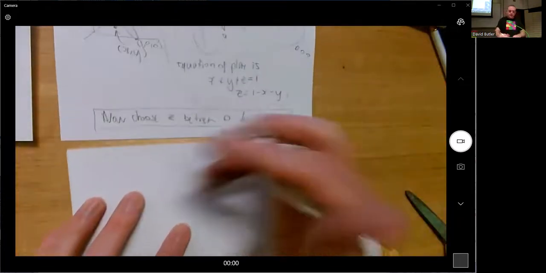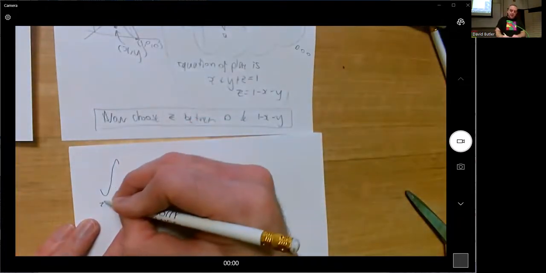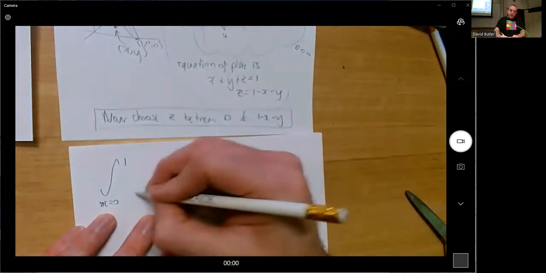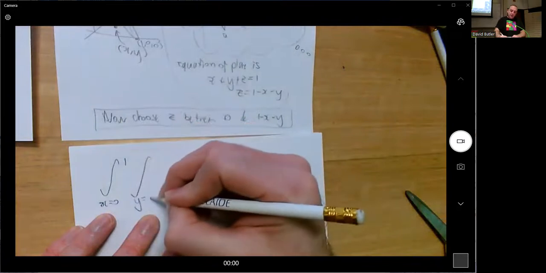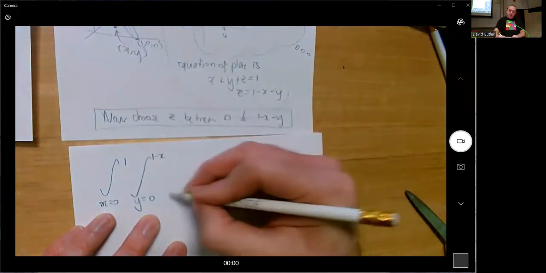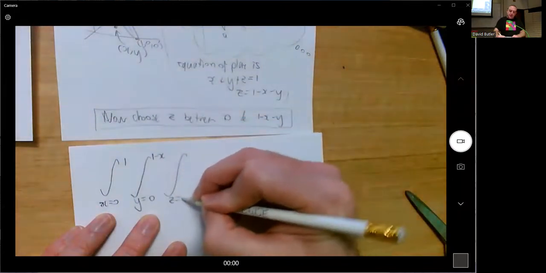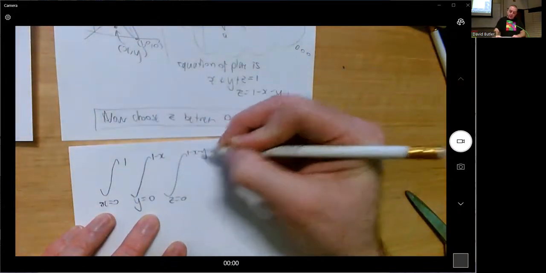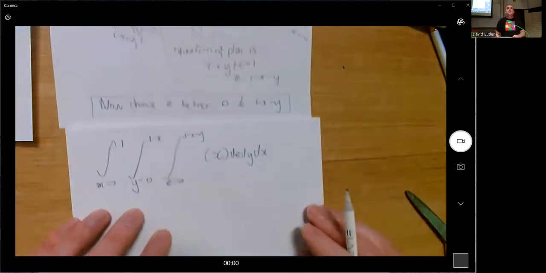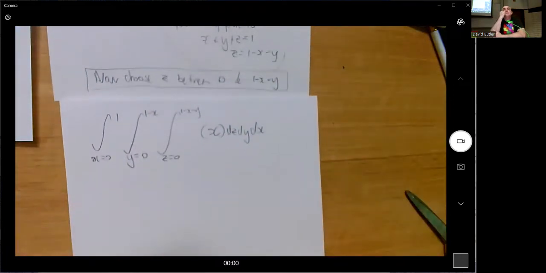And so my integral is going to be, the x is going to go from 0 to 1. And then the y is going to go from 0 to 1 minus x. And then the z is going to go from 0 to 1 minus x minus y. And then the thing I'm integrating is x. And this is the integral of my function across the region.